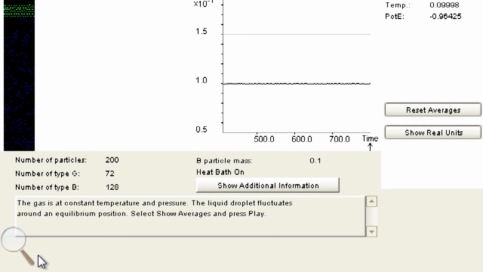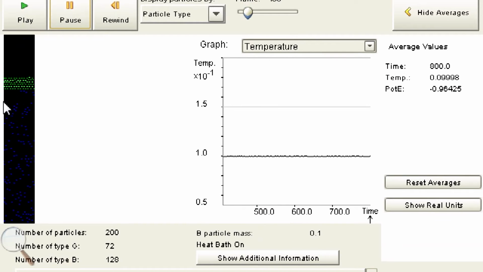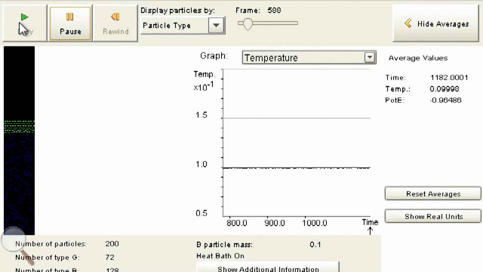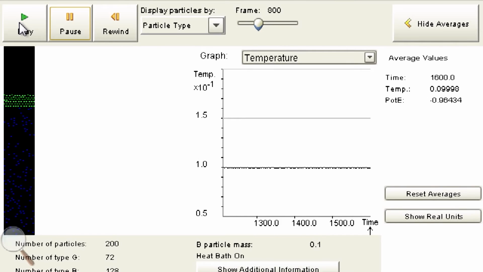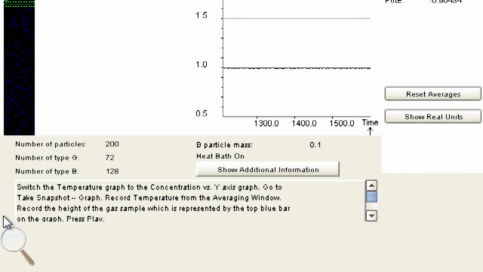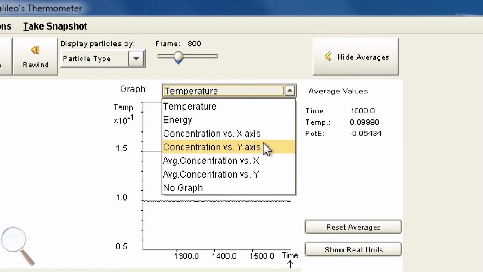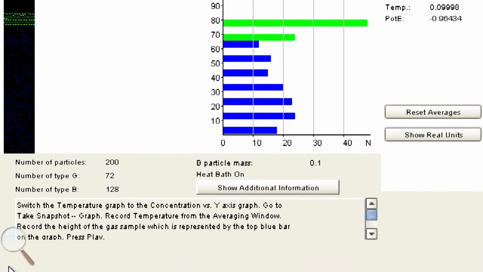If you look, the gas is at constant temperature and pressure, and the liquid droplet fluctuates around an equilibrium position, and that was the fluctuation that you saw. Let us look at it again. So, here is the fluctuation, but it is keeping the temperature and pressure constant, which is important for the measurement of temperature. The droplet is moving up and down, and with that the temperature graph to the concentration versus y axis. Now let us look at the concentration on the y axis. This is a snapshot that you can look at and record the temperature.